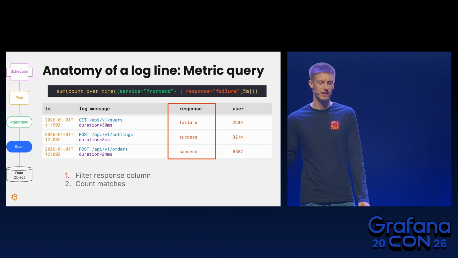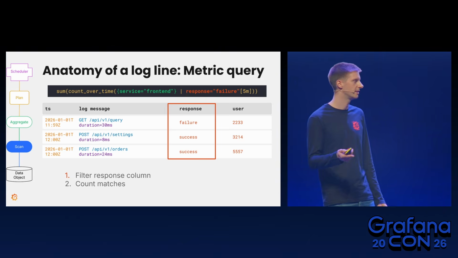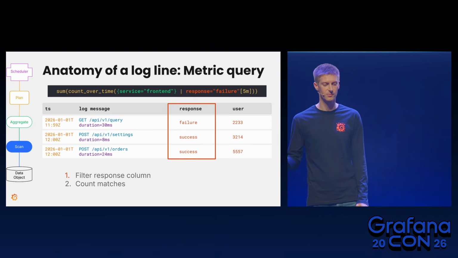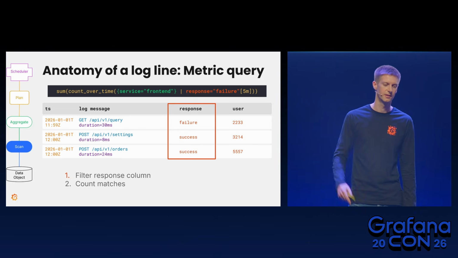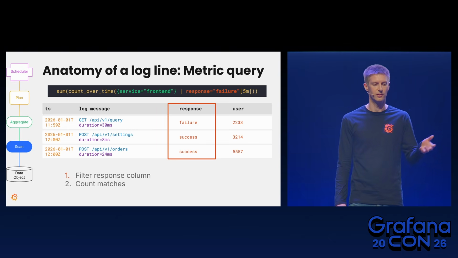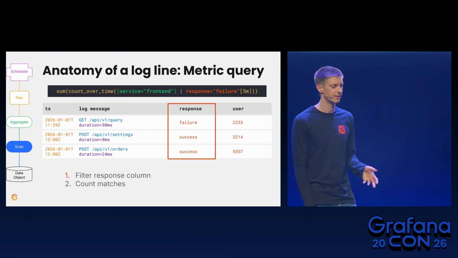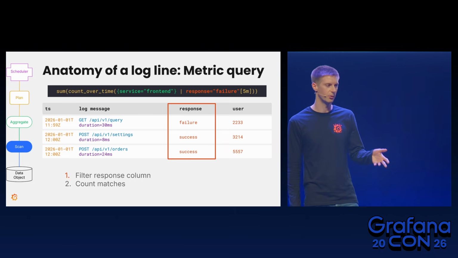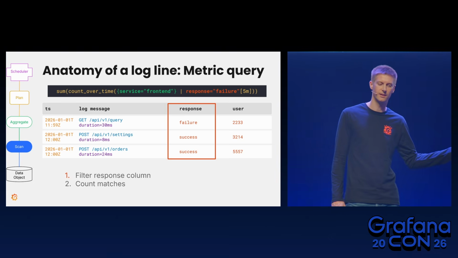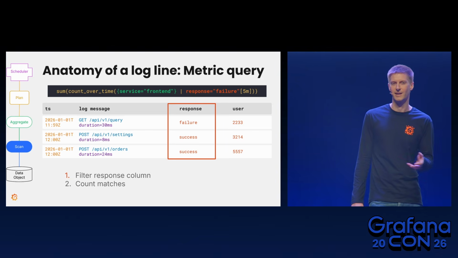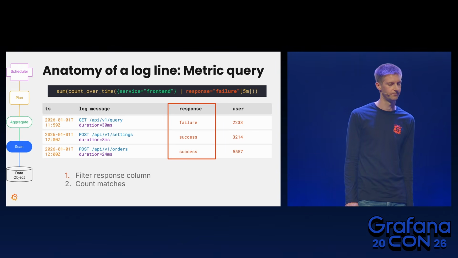We can see that for a metric query, we don't need to read the other columns at all for any matching rows. We can simply filter the response column for the failure as before, but then we don't need to read out the log message, the timestamp, and the user. We simply count the number of rows that matched. As we've seen previously, a significant portion of our data is in the log message. So if we don't have to read that, we can save ourselves a huge amount of bytes, a huge amount of compute, and ultimately a huge amount of query time.